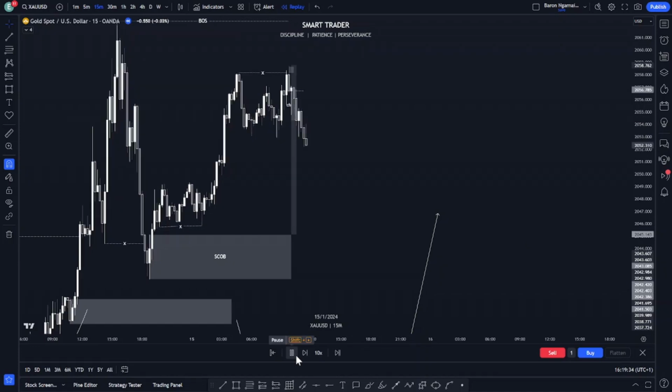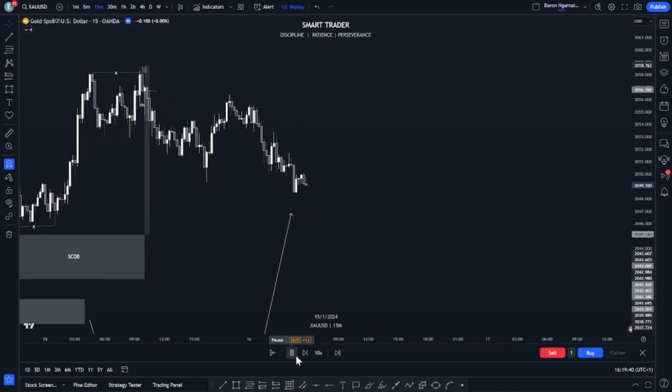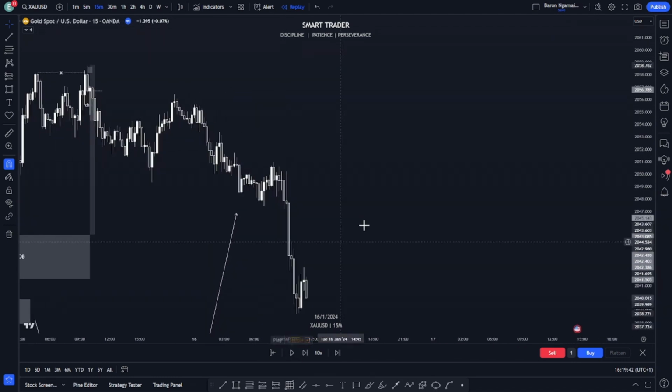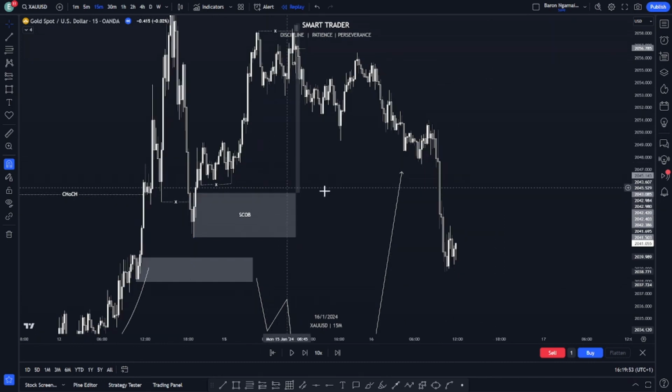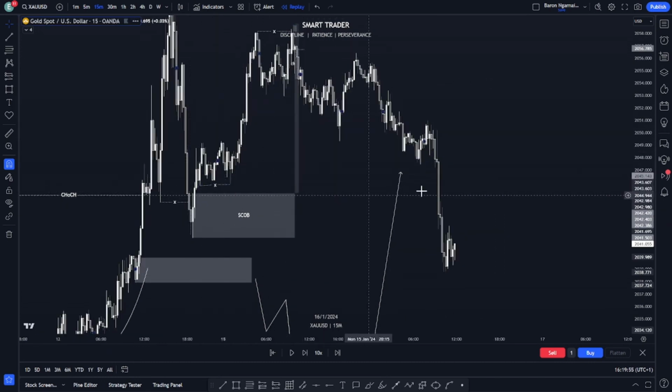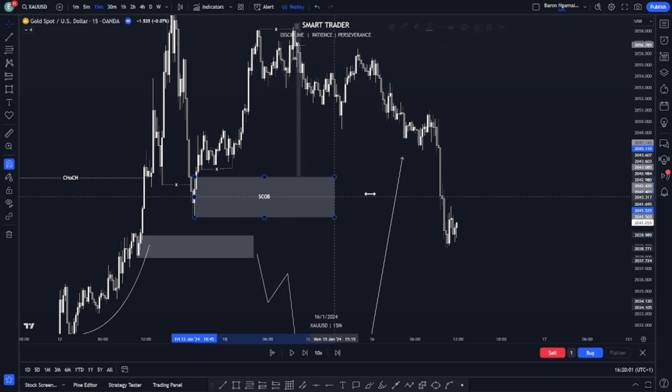So let's see, the market kept dropping, almost hit my break even, but it didn't touch it, so I'm lucky enough. So eventually the market has taken out my take profit over here. So the market keeps dropping, okay, passing our single candle order block.